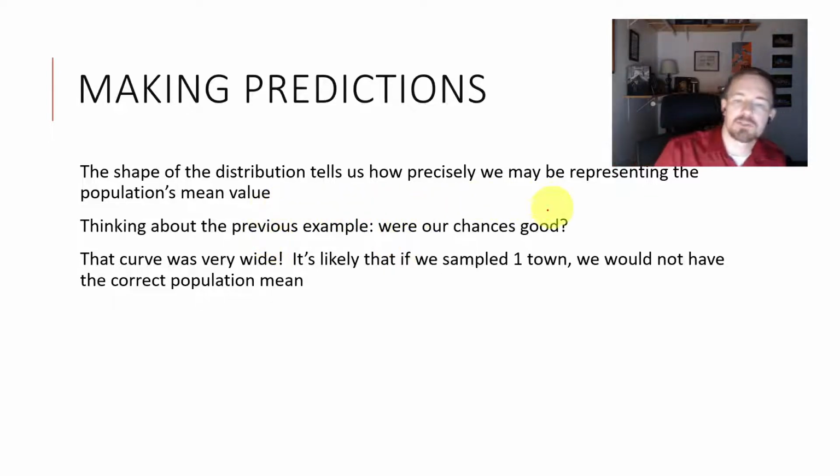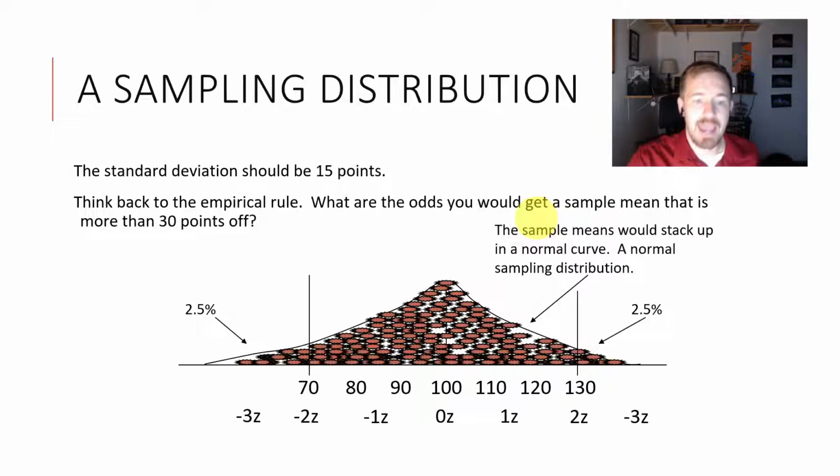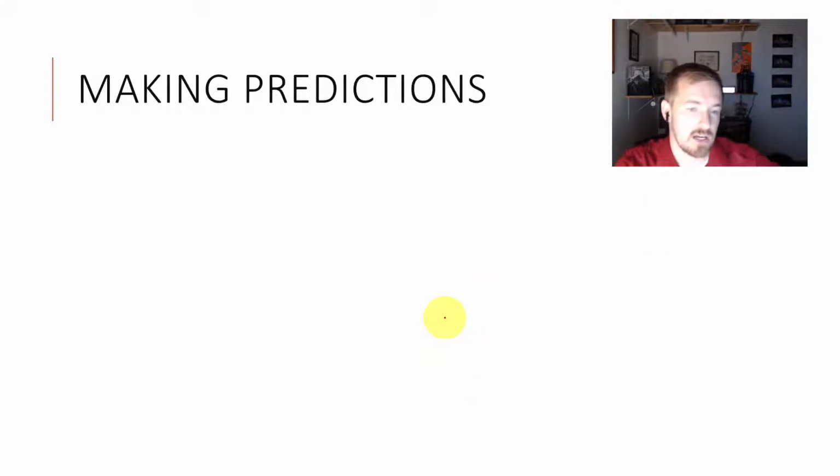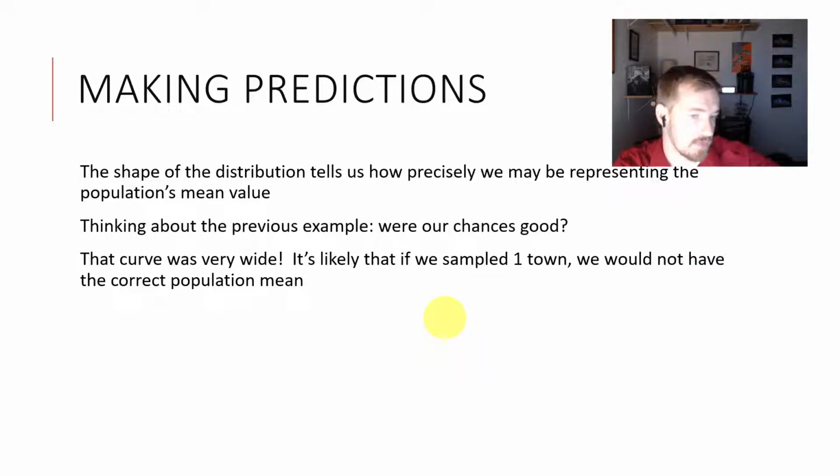The shape of the distribution is going to tell us how likely, or how precisely, we are representing the population. How likely is it that we're going to choose, at random, a sample mean that is 30 points away from 100? Turns out it's not going to be super likely, right?